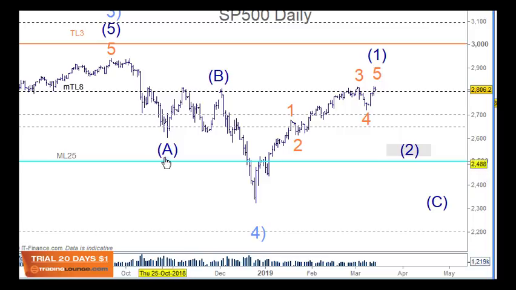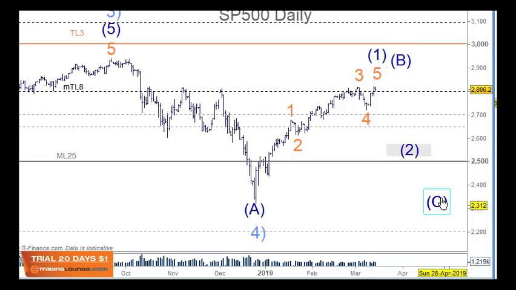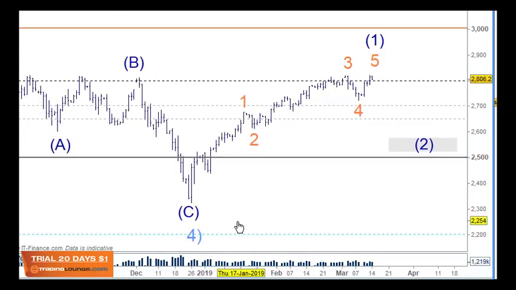We could end up with an A wave here, all this up here is a B wave, and then a C wave down through to here as well. So that's on the cards as well. So we need to be mindful of that. But as it stands at the moment, we can count this up here. We could count it in this way as well. So wave 1 and 2 and 3 and 4 and 5 here for wave 1, and wave 2's here. So 1 and 2 and 3 and 4 and 5 here for this market here.